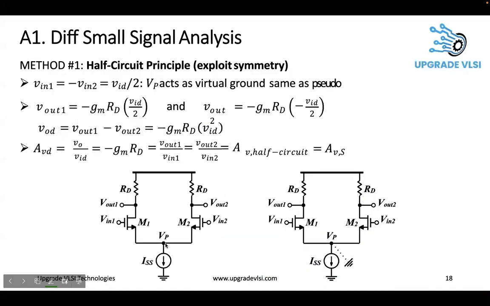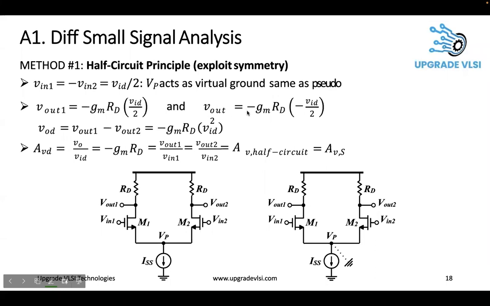So this point is ground. So VP is virtually at ground. If it is ground, this acts like a pure CS stage, and this also acts like a pure CS stage. So V out 1 is the CS stage gain, GM of this M1 into RD, and into the input signal. Here the input signal is half of VD, VID by 2. Same for the second one.